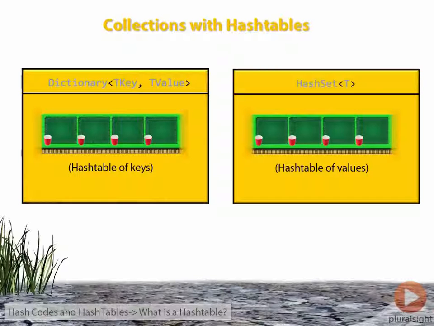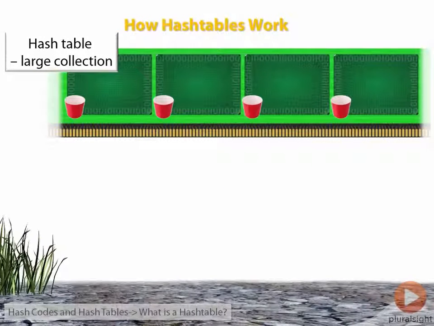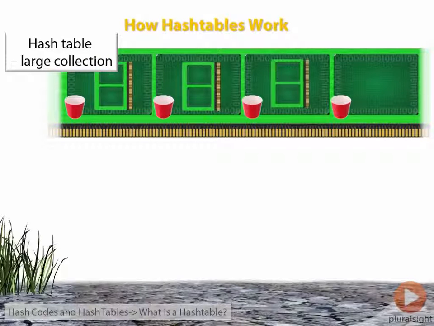In both cases, the hash table is the key bit of technology that allows these collections to give really good performance. Roughly speaking, the way a hash table works is that it divides a collection into lots of smaller collections. Each smaller collection is often referred to as a bucket.